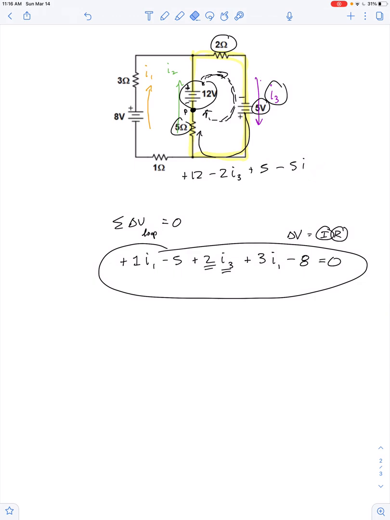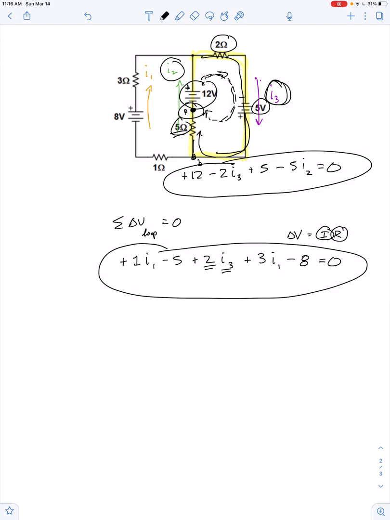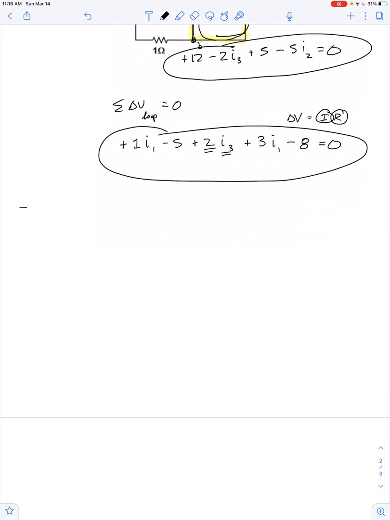Yeah, that's no longer I3. I3 was the current flowing in this branch, but we've crossed the junction at B, and now we're on the branch where I2 is flowing. So this is minus 5 I2. We're back to where we started at point P, so that's our net change in voltage, which all has to be equal to 0. Let's rewrite all three of our mathematical statements.